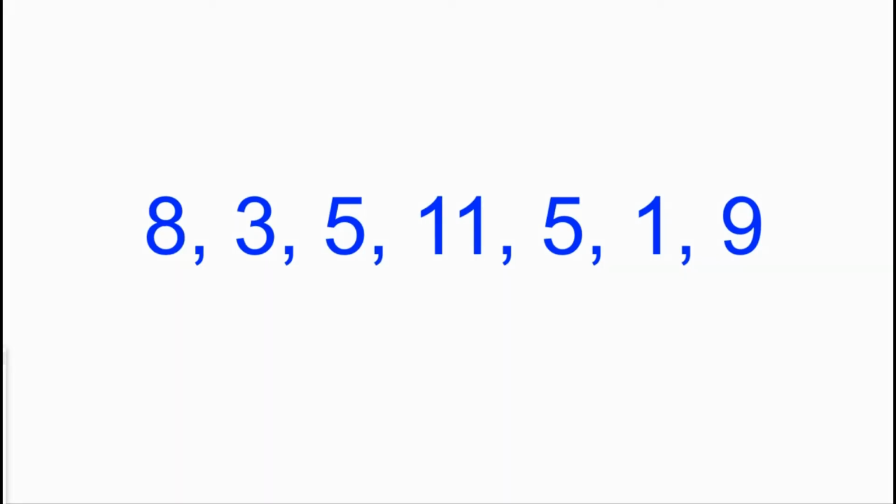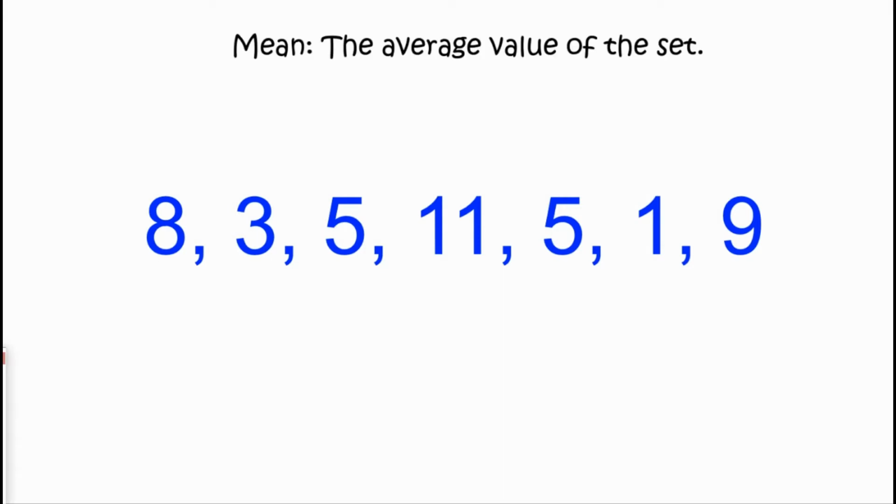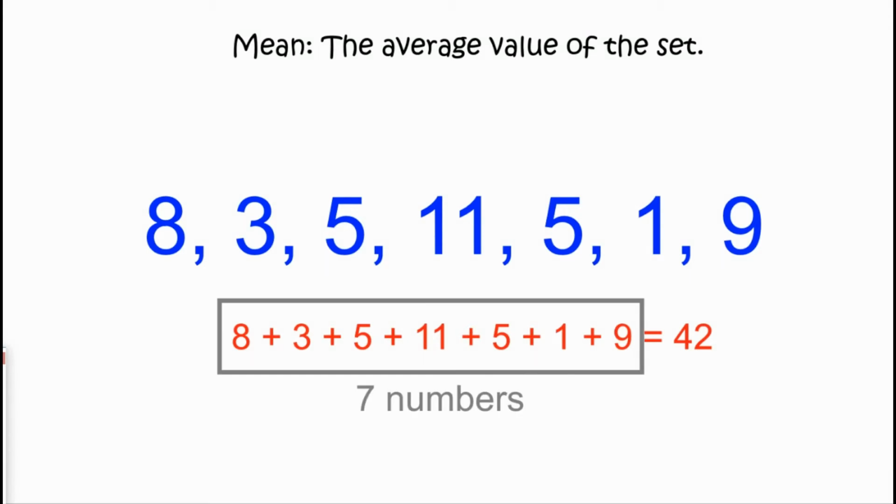To find the mean of a set of numbers, you must calculate the average value of all the numbers in the set. The word mean in math is a synonym for average. You can find the average or mean by first adding up all the numbers in the set. From there, take the sum and divide it by the total amount of numbers that you added. In this case, we added together 7 numbers. So we divide our sum, 42, by 7. 42 divided by 7 is 6. The mean of this set of numbers is 6.